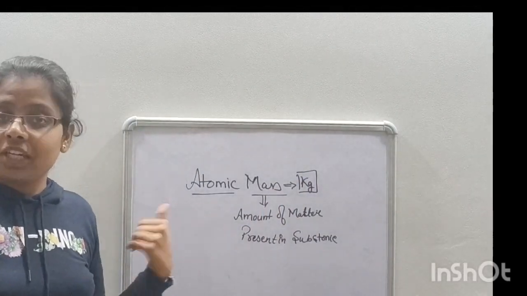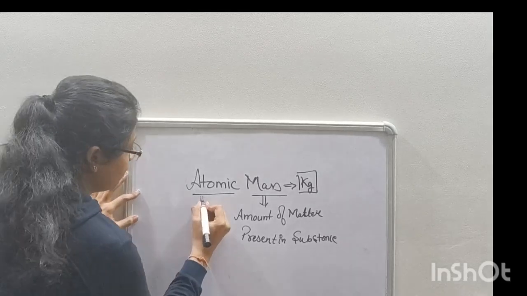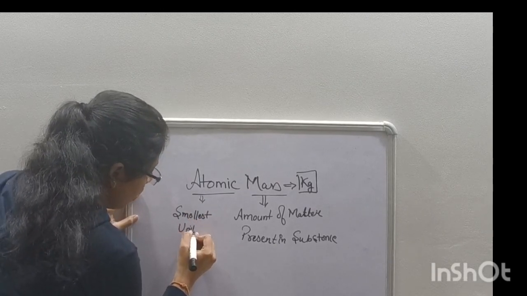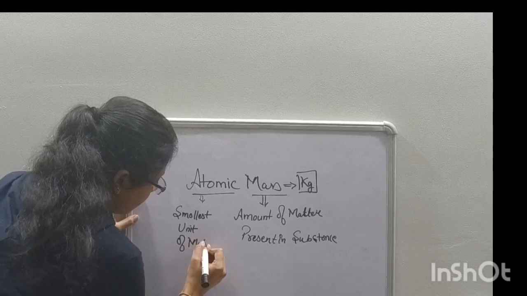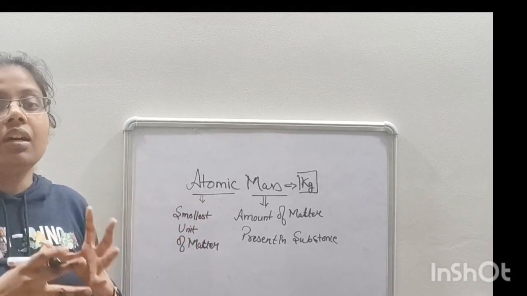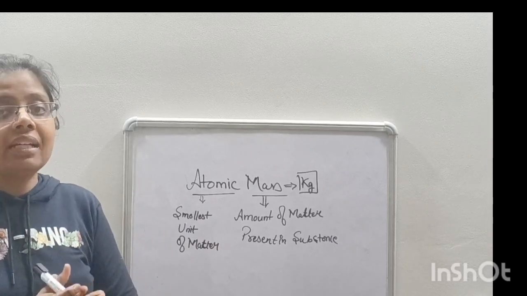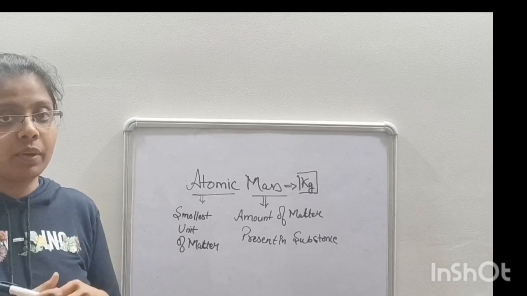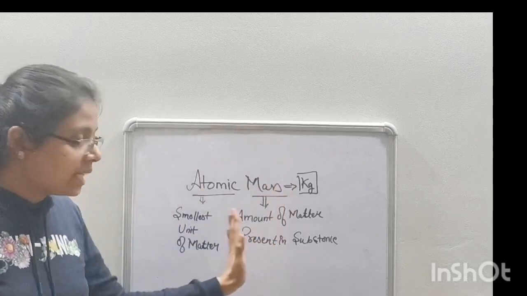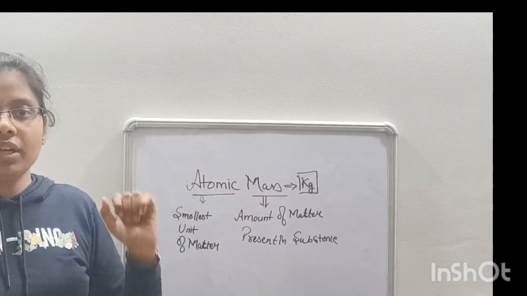Now we will see what is the meaning of an atom. We can say that the atom is the smallest unit of matter. We can't say the smallest indivisible unit of matter, because we know that an atom consists of subatomic particles called protons, neutrons and electrons. So to understand atomic mass, I will first show you the diagram of an atom.